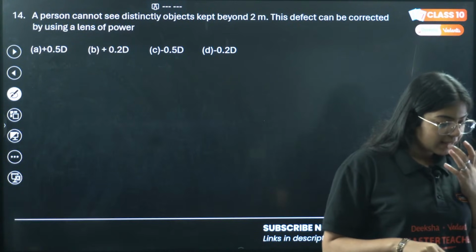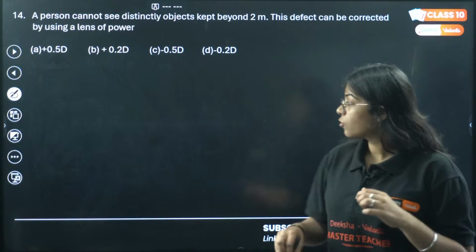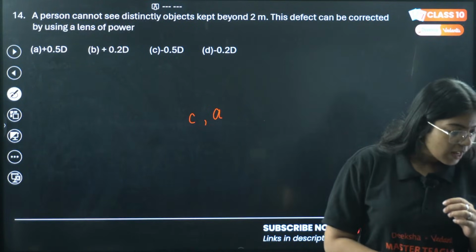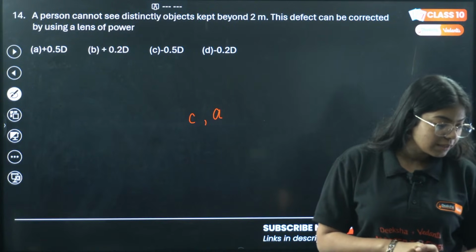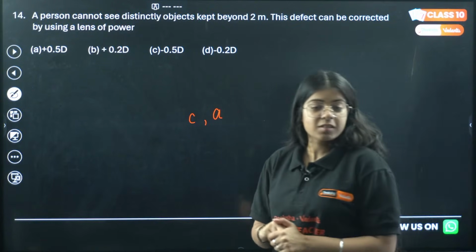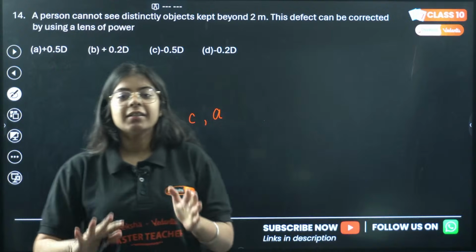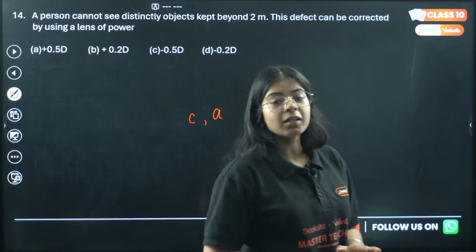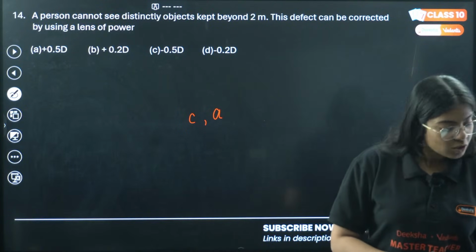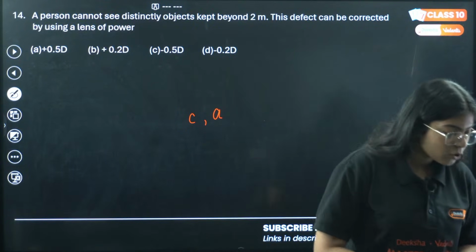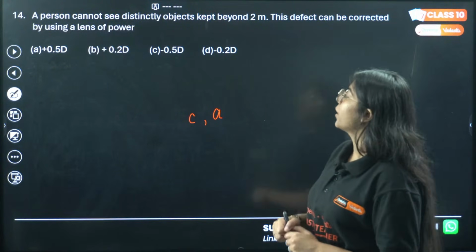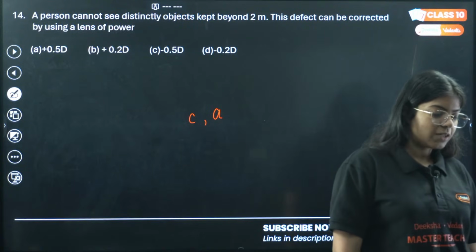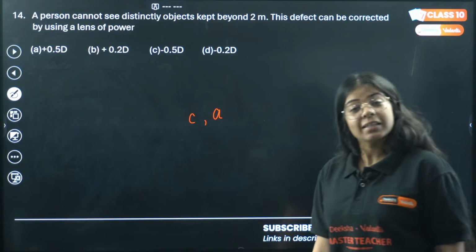Rupesh is saying C, Radhe is saying A. So we are getting answers as A, C, C, option C. Others, it's fine. Take your time. There is no rush. In the exam even, read the question carefully. Dipanshu is also saying C. Piyush said minus 0.5 diopter, which is also C. Rupesh, C. Okay, yes, Rupesh, I saw your answer. Okay, let's see the answer.